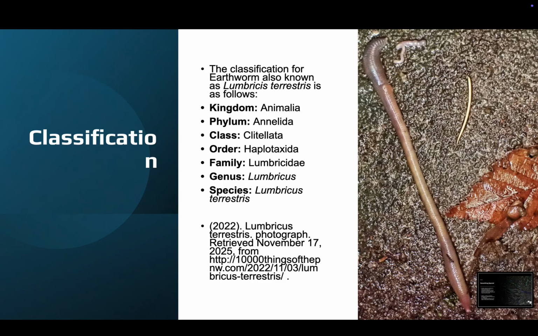Classification. The classification for the earthworm, also known as Lumbricus terrestris, is as follows. Kingdom Animalia. The phylum is Annelida. Class is Clitellata. Order is Haplotaxida. Family is Lumbricidae. Genus is Lumbricus, and species is Lumbricus terrestris.